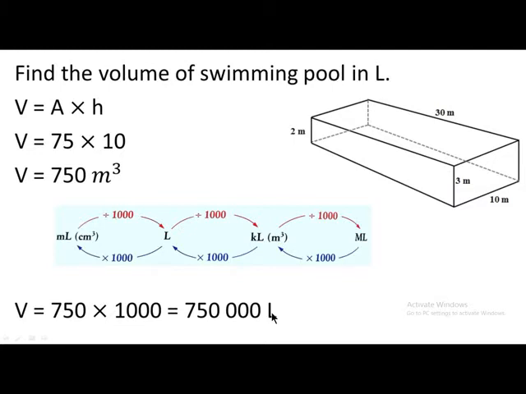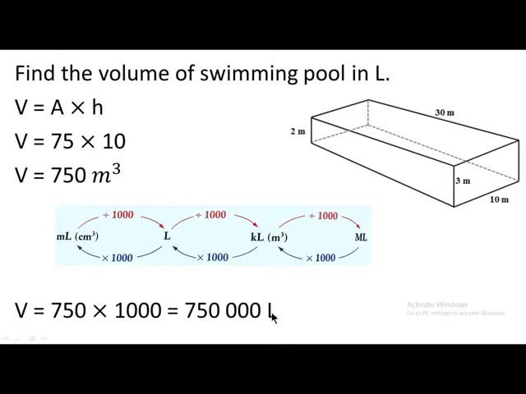Now, since we have found the area of cross section, we can find the volume of this prism. Remember, if this side is the cross section side, that means this is the height of this prism. So the volume equals the area of a cross section multiplied by the height. So the volume equals 75, which we have found before as the area of a cross section, multiplied by 10, the height from this side. So the volume equals 750 meter cube.